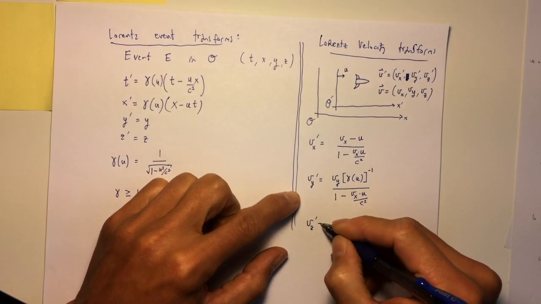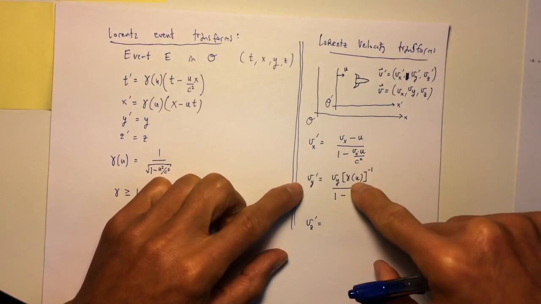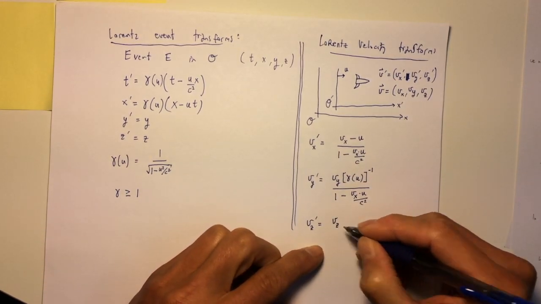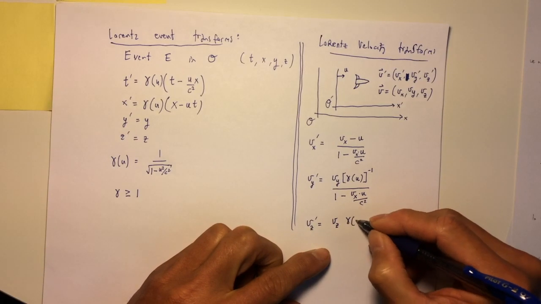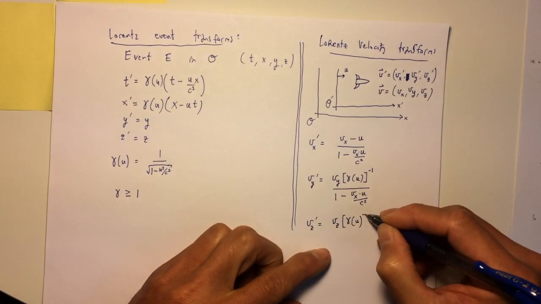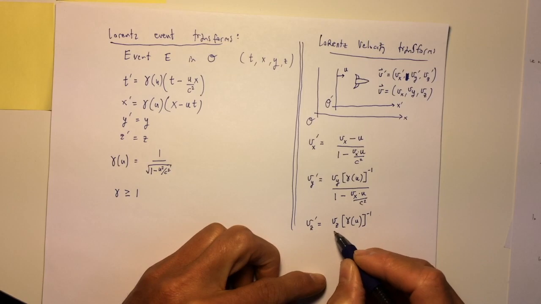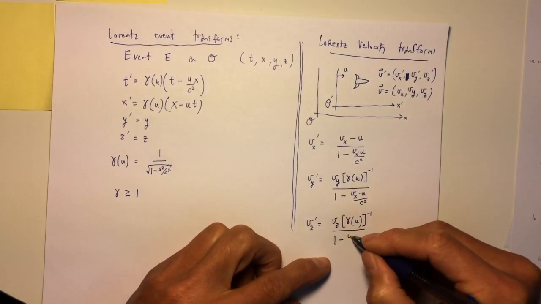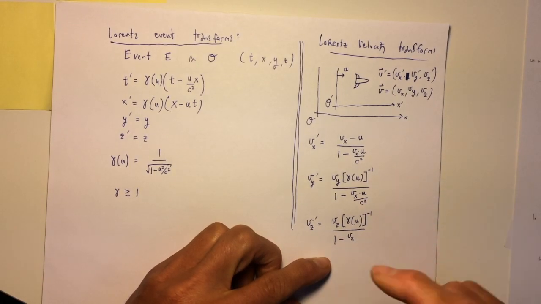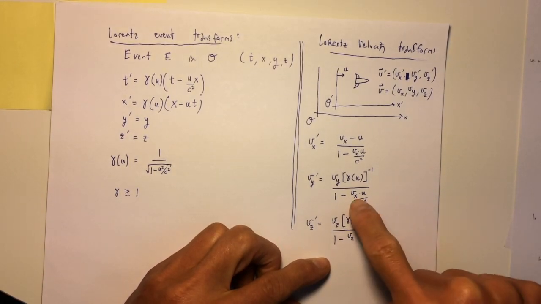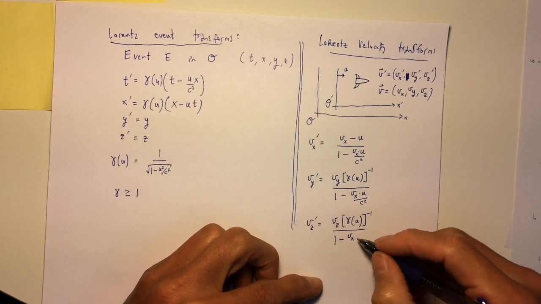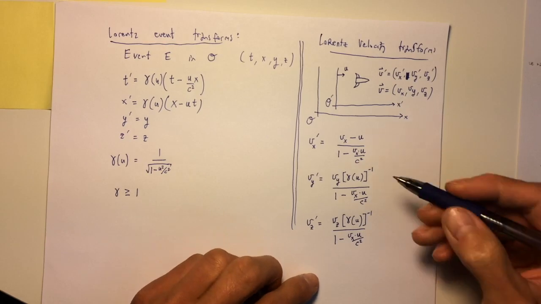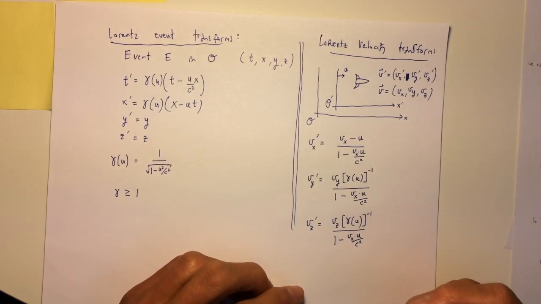And then vz prime is just the same as y, except you switch y and z. So it's vz times that gamma factor, but raised to the minus 1 power, divided by 1 minus, again, vx, it's not vz, but vx down here, times u over c squared. And these are the velocity transforms.